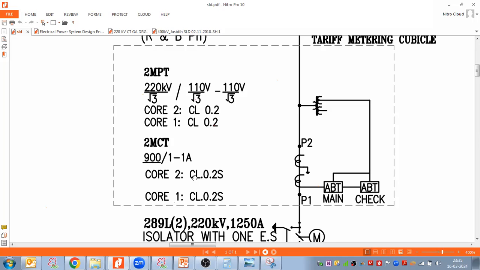Sir, he is right. Designing for... sorry to interrupt. It should go to saturation, no? During fault condition, it should go to saturation. Right, sir.